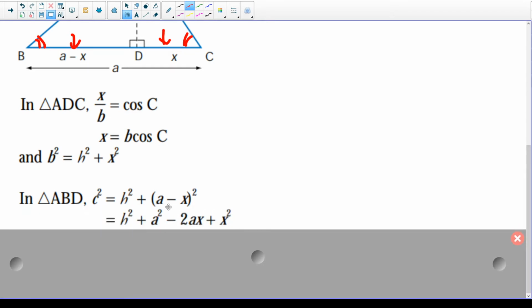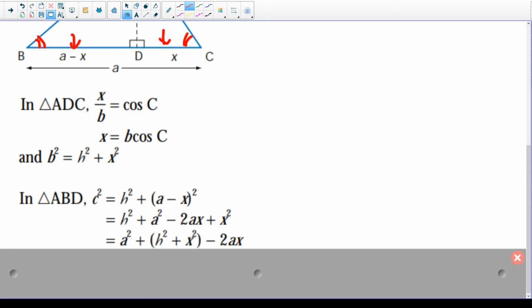We're going to expand the trinomial. A minus x squared becomes a squared minus 2ax plus x squared. And we're going to rewrite it in this format. We're going to join the h squared and the x squared in the middle here. We're going to put the a squared at the beginning, and we're going to put the 2ax at the end.